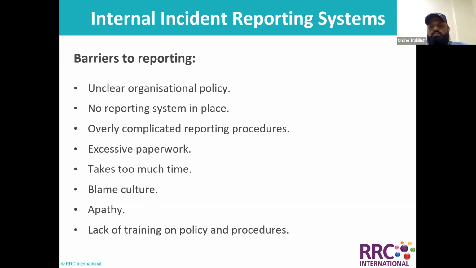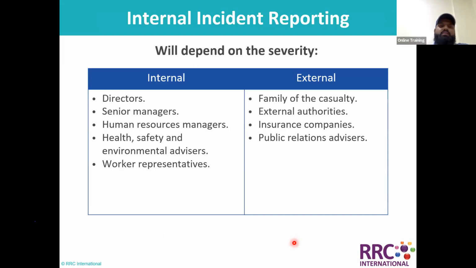If people are not trained on policies and procedures, they will not be reporting. Someone, I guess Adnan, has mentioned provide proper training. But providing proper training comes once we identify why people are not reporting. Then we say provide proper training. But lack of training, yes, is one of the reasons. Okay. Next, internal incident reporting.